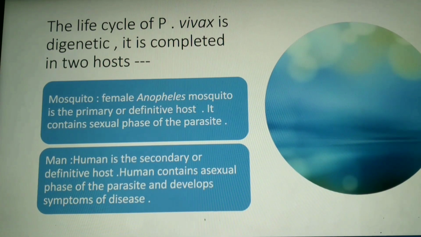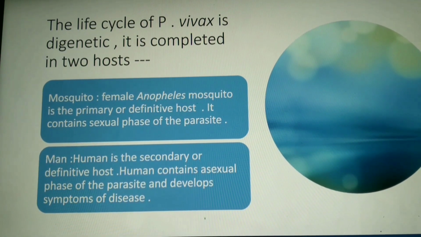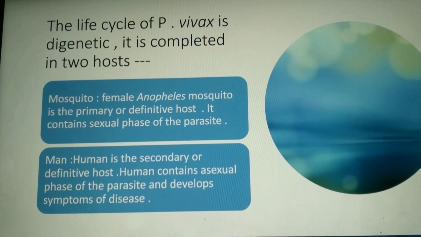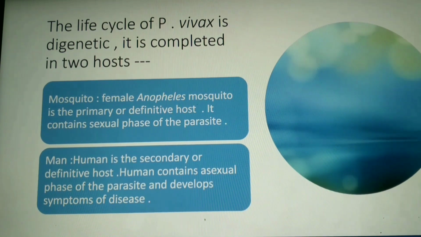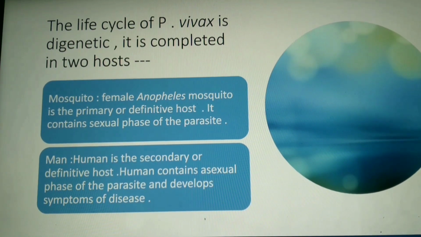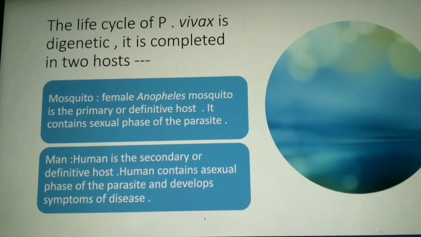The organism which contains the sexual phase of the parasite is regarded as the definitive host or primary host. In this case, as the female Anopheles mosquito contains the sexual phase of the parasite, it is regarded as the primary host or definitive host. And human, it contains the asexual phase of the parasite, so it is regarded as the secondary host or intermediate host.